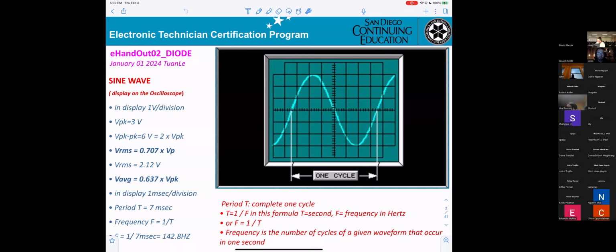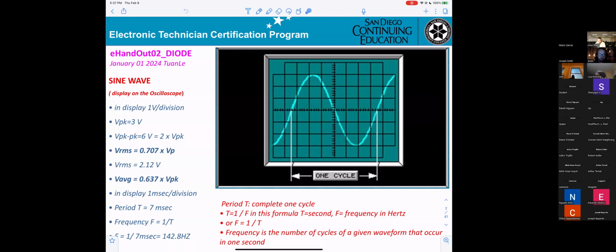Now let's see. They say the scope displays 1 millisecond per division. So if you want to calculate the period, it goes from here to here. So these are 1, 2, 3, 4, 5, 6, and a half, 7. So 7 times 1 millisecond. That gives the period, which is 7 milliseconds.